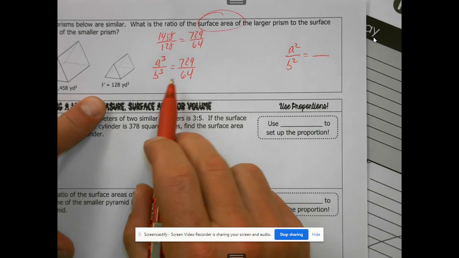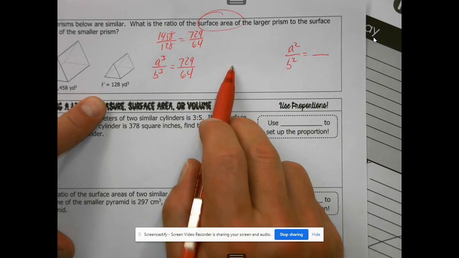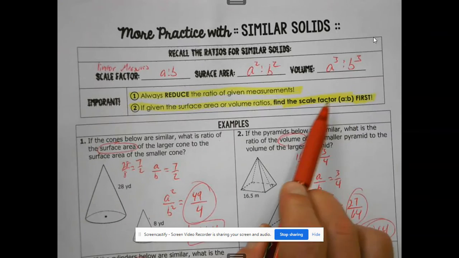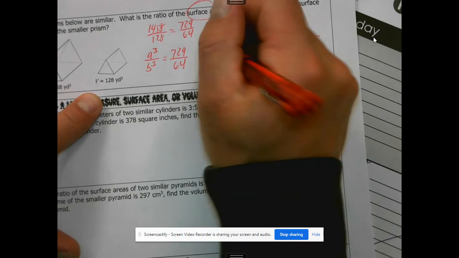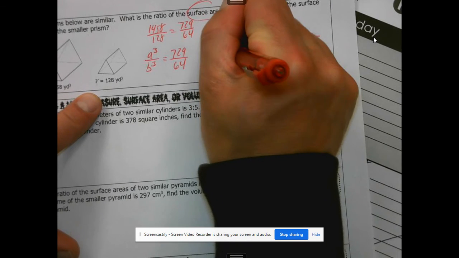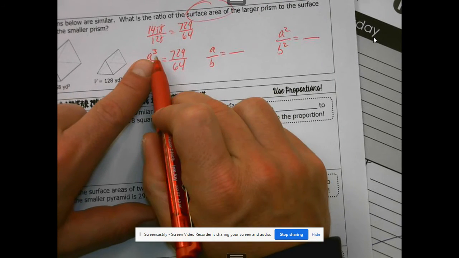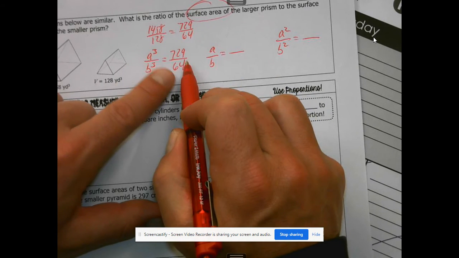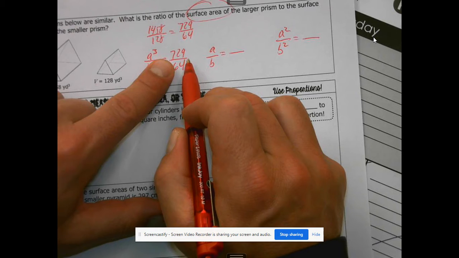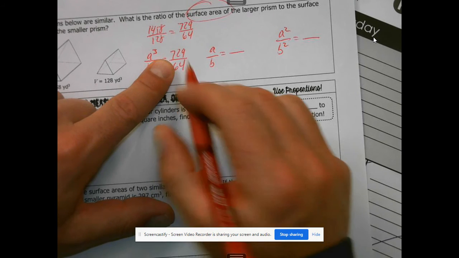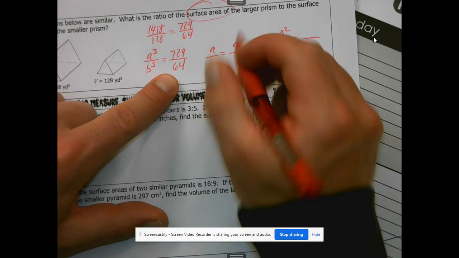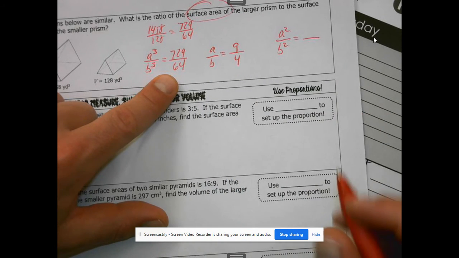Okay, but first I have to find scale factor. Remember, you gotta find scale factor first. I need A over B. So we're given the cube. To go back, I have to cube root. Cube root of 729 is 9. Cube root of 64 is 4.